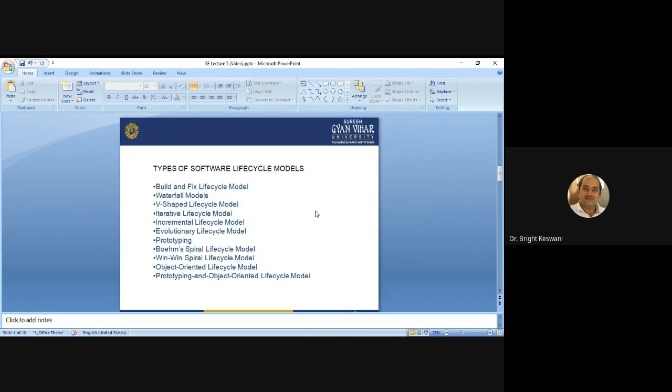As I said earlier, there are several types of lifecycle models and methodologies available. But each and every lifecycle model possesses the standard phases discussed in the classical lifecycle model, though the working of these models is somehow different.